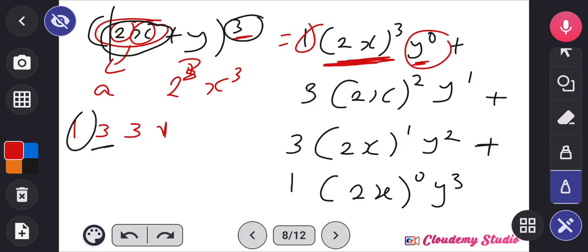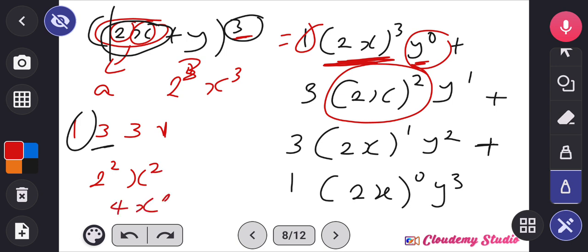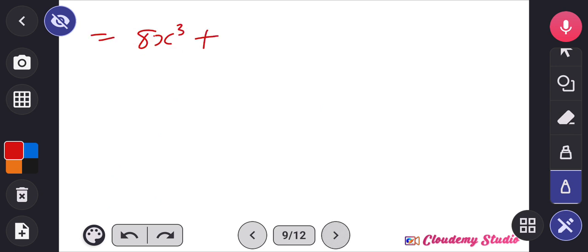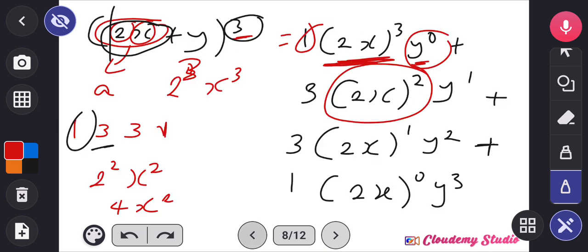plus the next one. Look at it. Now it will be 2x raised to the power of 2. It is everything here that owns it. That will be 2 raised to the power of 2, x raised to the power of 2, and that will give us 4x raised to the power of 2, which means in this case we have plus 3 multiplied by 4x raised to the power of 2, then y. You understand? Y raised to the power of 1 because of the 3 that is here. We have not used that 3 yet.